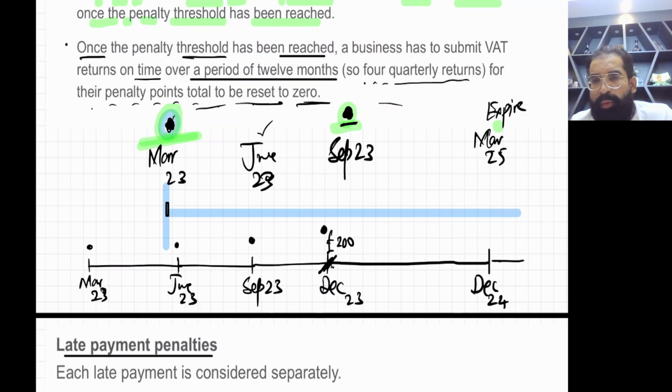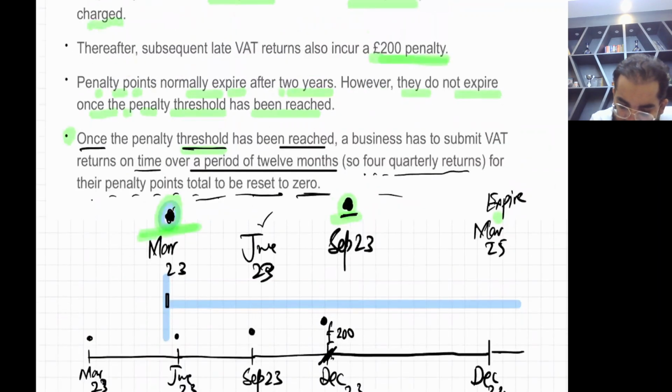Okay. Now one more case. See this line. Once the penalty threshold has been reached, a business has to submit VAT returns on time over a period of 12 months, so 4 quarterly returns, for their penalty points total to be reset to 0. Now, very nice point.